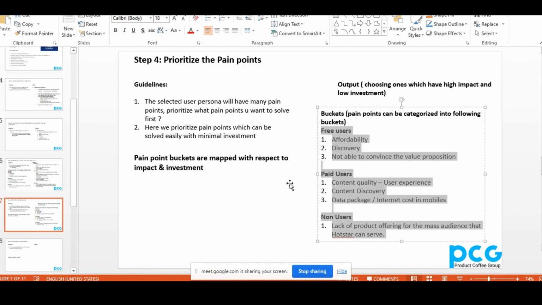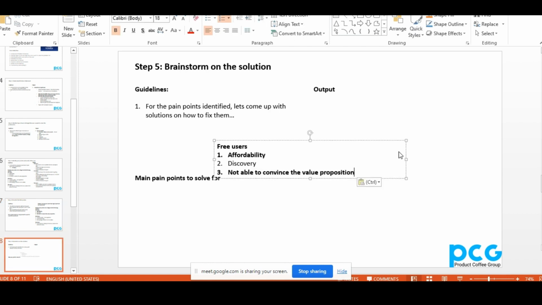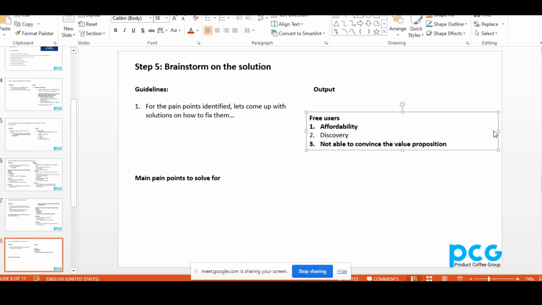I'm not asking this question to the users. Yeah, let's go down the path of affordability. Okay, affordability is one point. Yeah, let's first pick affordability, and then maybe we can also talk about not being able to convince the value proposition. That might be an interesting bucket also. Got it. So basically, we are focusing on free users. Great. Now we have prioritized that this is the one thing.